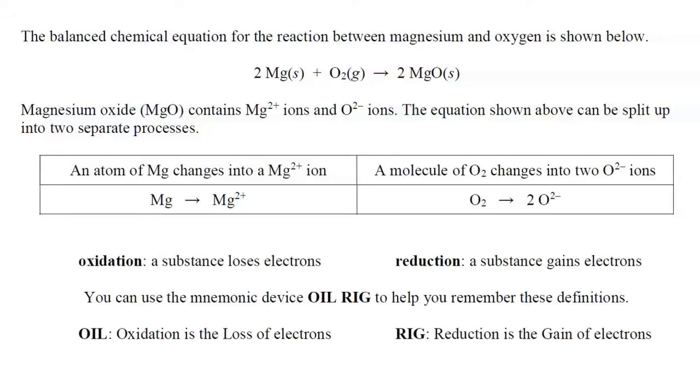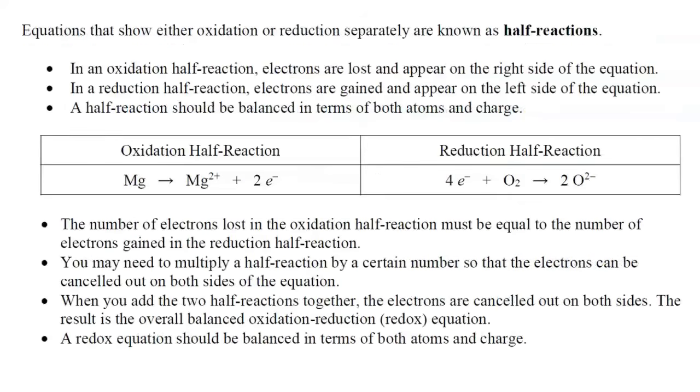And the equation shown above can be split up into 2 separate processes. An atom of magnesium changes into a magnesium 2+ ion, and a molecule of O2 changes into 2 oxide ions. So oxidation involves the loss of electrons, and reduction involves the gain of electrons. And you can use the mnemonic device OIL RIG to help you remember that oxidation is the loss of electrons and reduction is the gain of electrons.